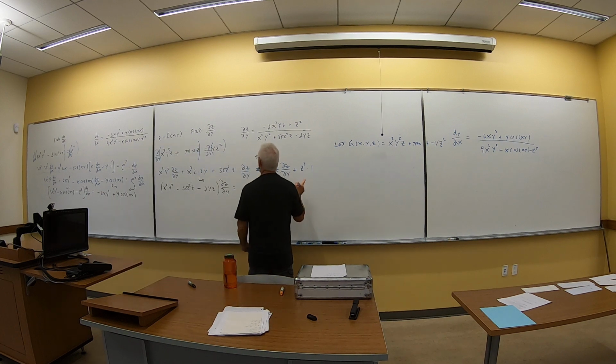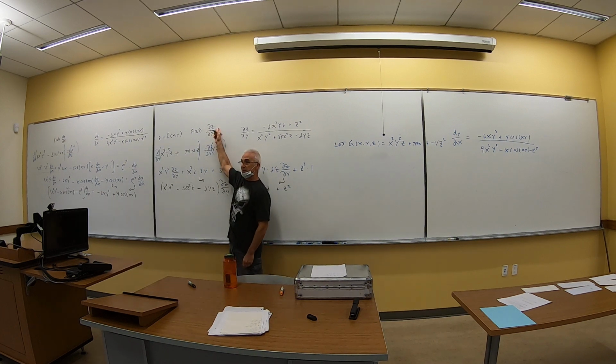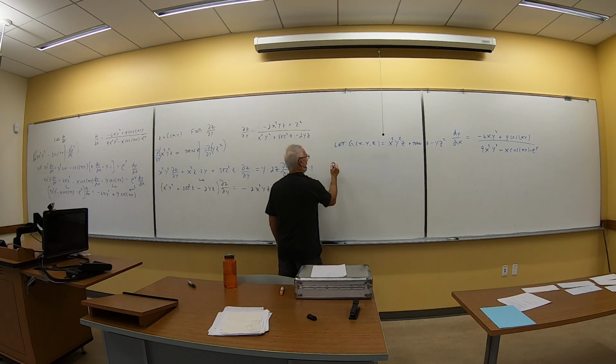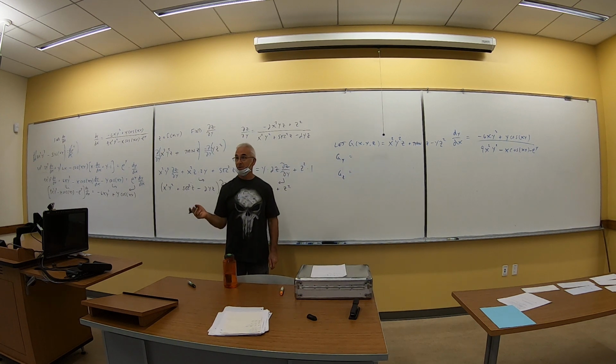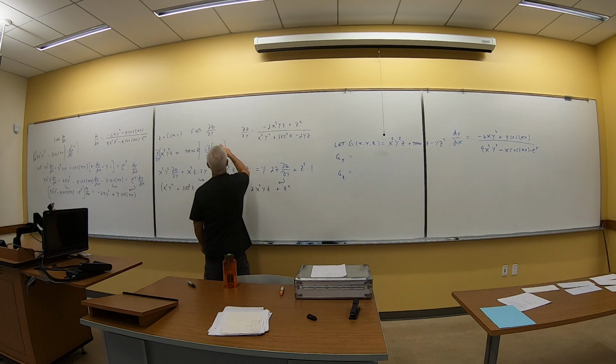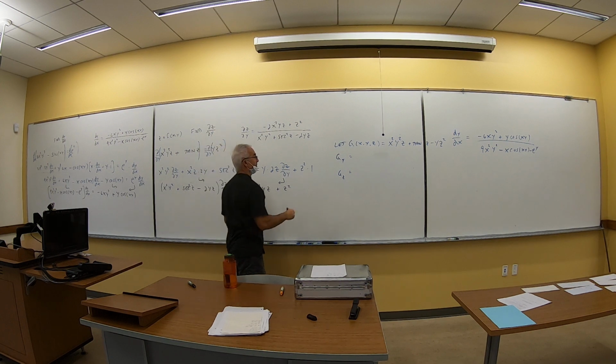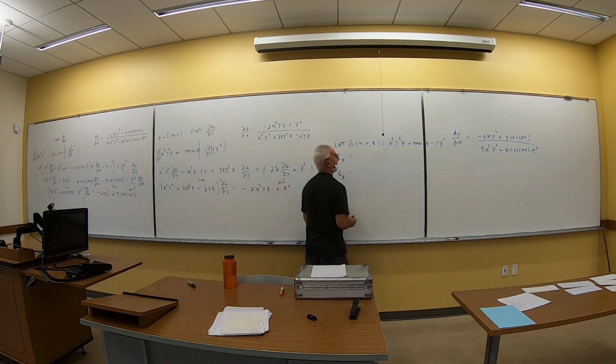Now, the question here was to find dz dy. So let's find gy and let's find gz, because those are the two pieces that we're going to need. I don't need the derivative with respect to x, because that's not part of the question. Right? The question was dy. So let's find this. What's that?